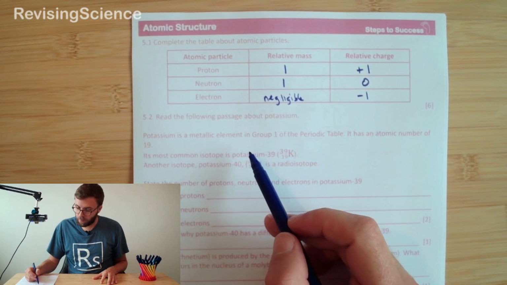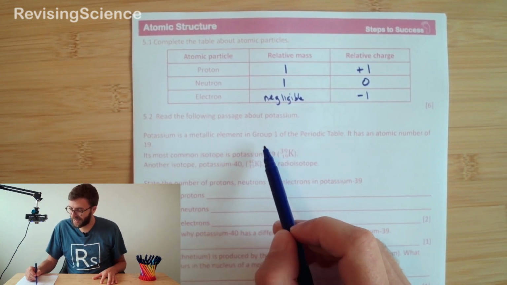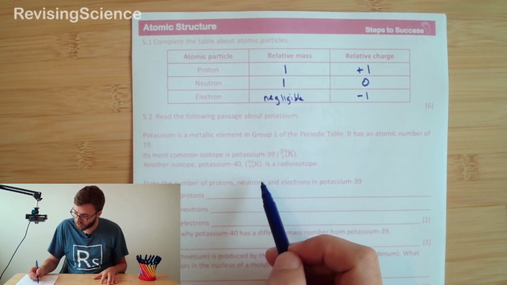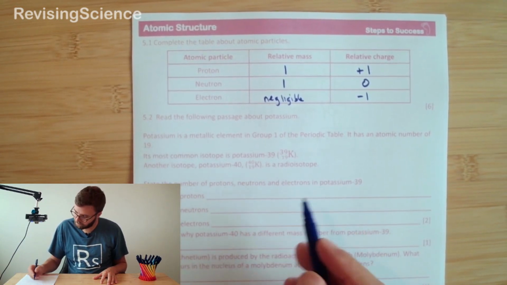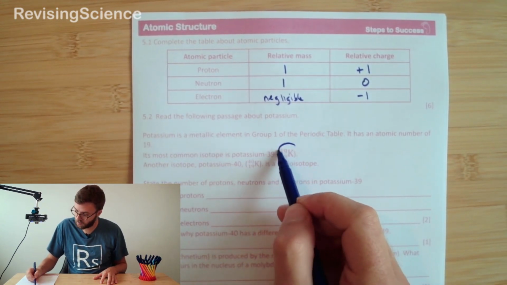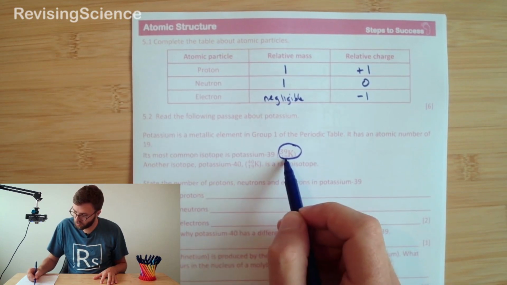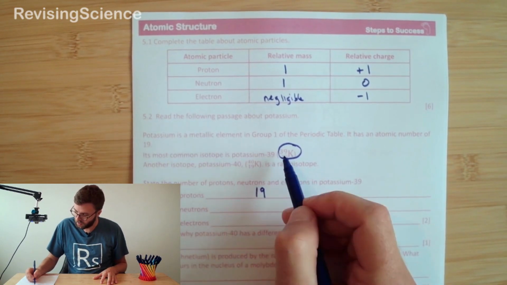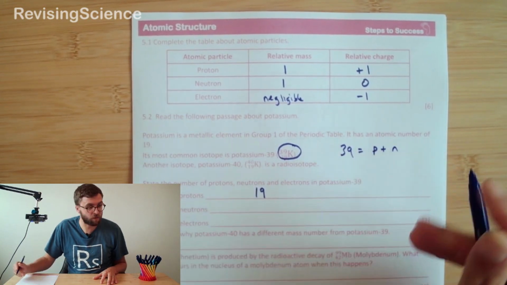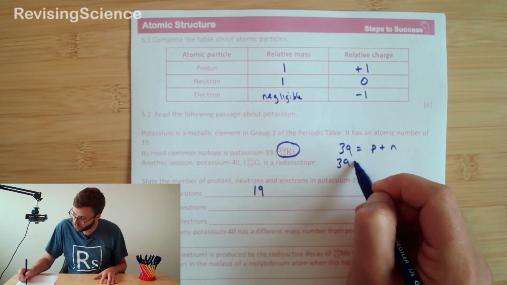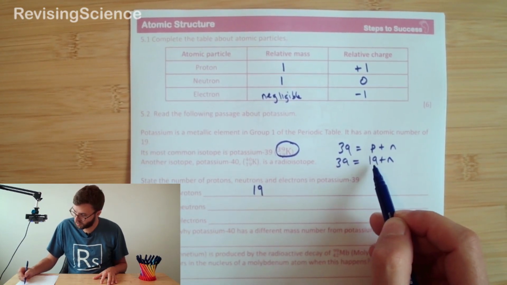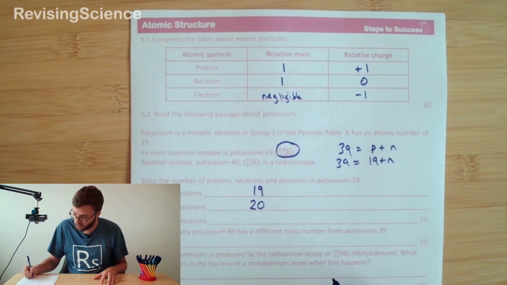In the next question, it's all about potassium. It tells us potassium is a metallic element in group 1. It tells us it has an atomic number of 19. It tells us its most common isotope and another isotope that we get. State the number of protons, neutrons, and electrons in potassium-39. So the number of protons, that number at the bottom, is 19. The mass number at the top here, 39, is the number of protons plus the number of neutrons. We know that the number of protons is 19, so the number of neutrons, therefore, must be 20. 19 plus 20 gives us 39.